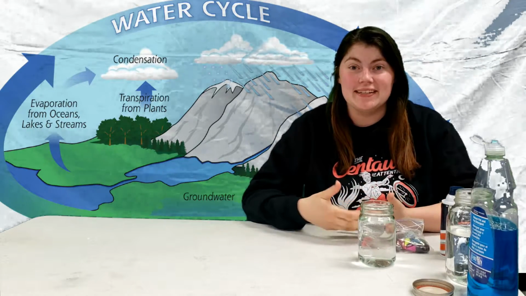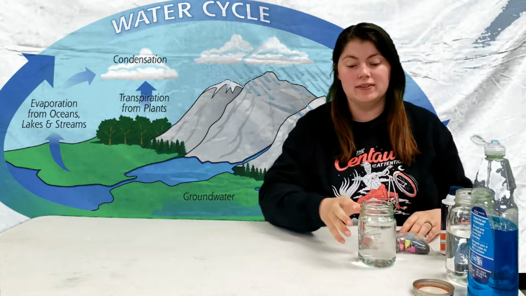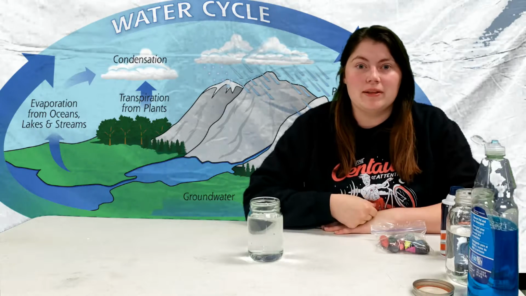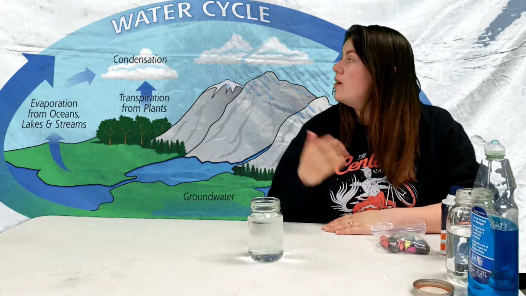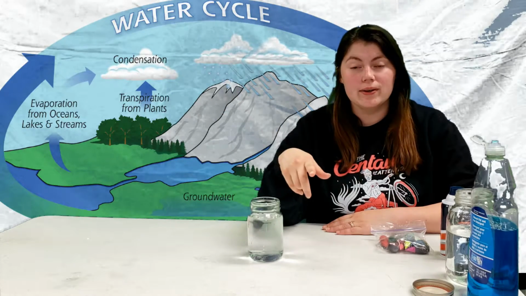My name is Nikki, and today we're doing Curious Kids, and we're going to talk about weather. So we're going to do a couple experiments about weather and learn about the water cycle. So the water cycle is the cycle that water on Earth goes through.